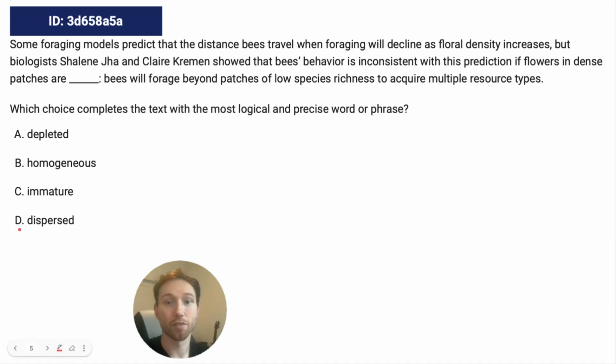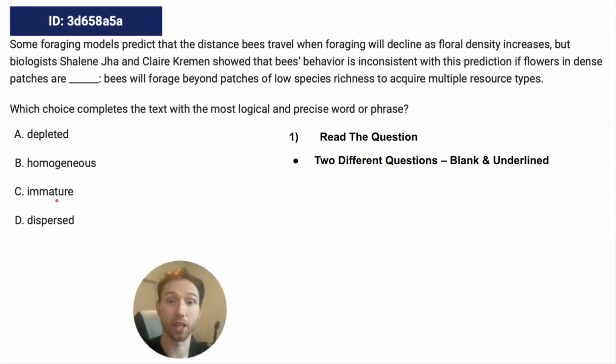Let's go ahead and try this next problem that's going to be a little bit harder. The first step is going to be to read the passage, and in this case, we're going to have the ones where it's going to fill in the blank.